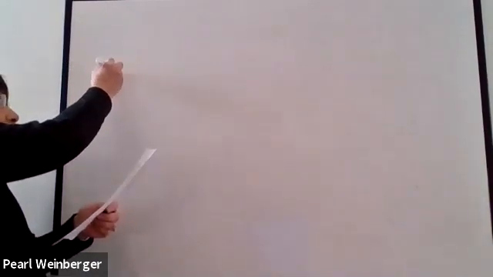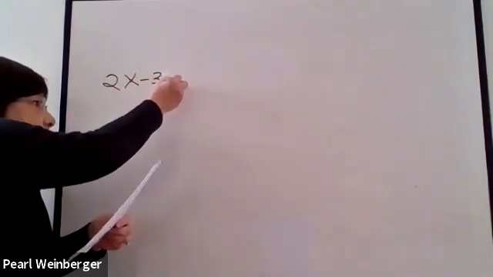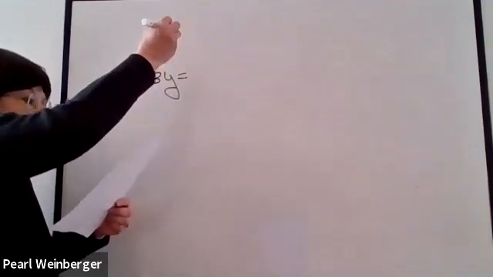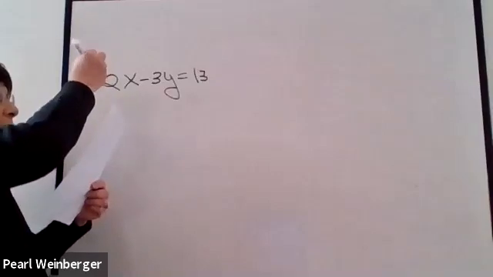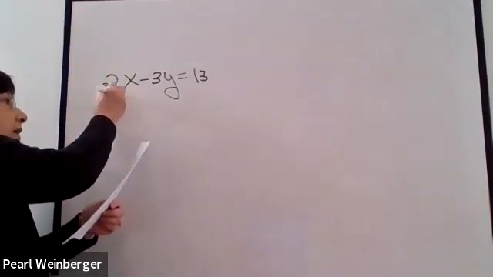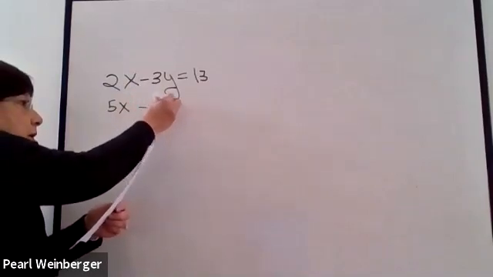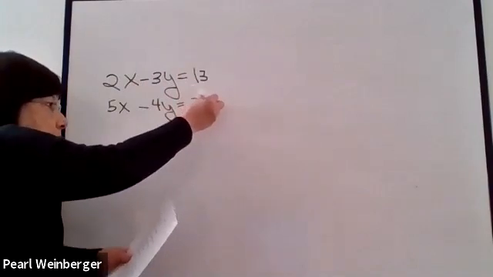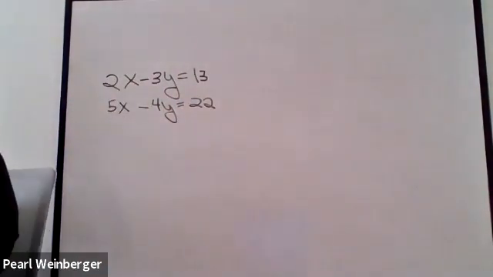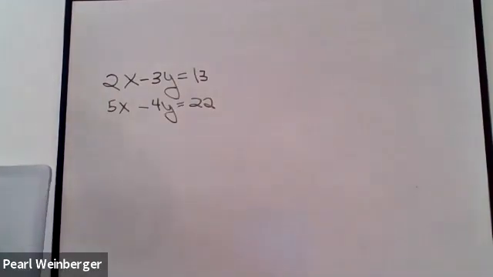Let's try this one. First equation is 2x minus 3y equals 13. And the second equation is 5x minus 4y equals 22. Okay, and I'd like you to solve this system of equations.